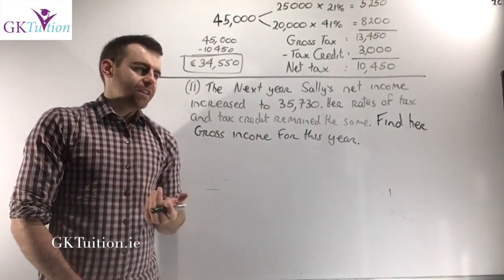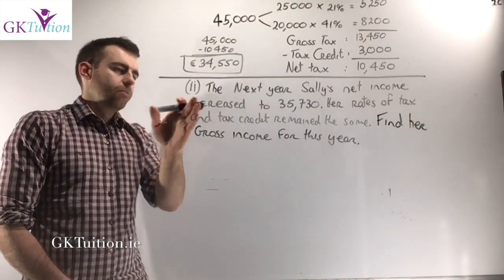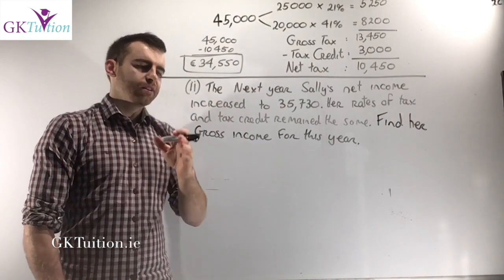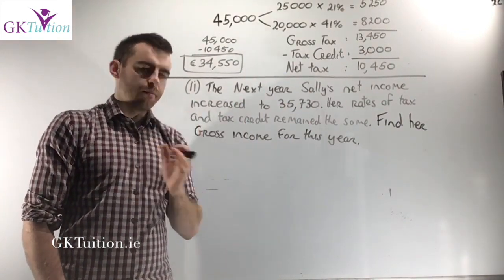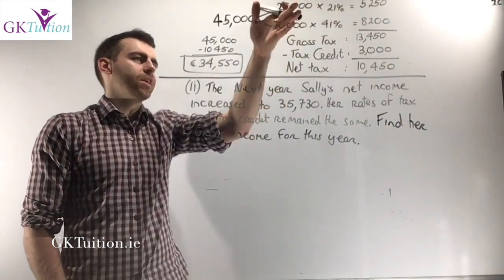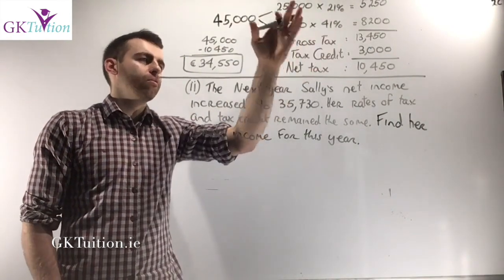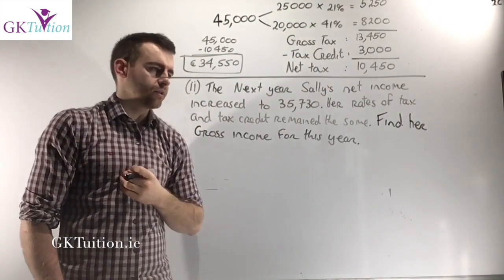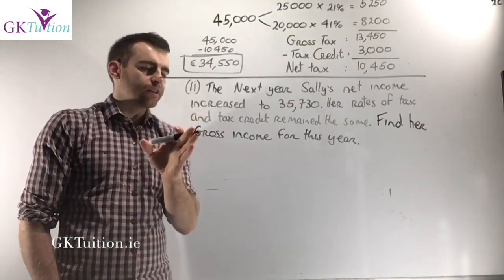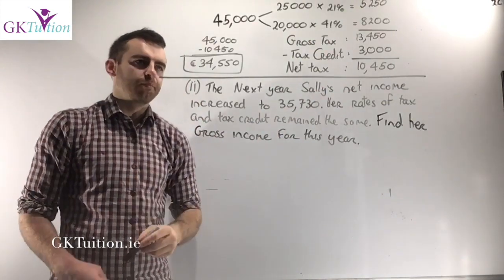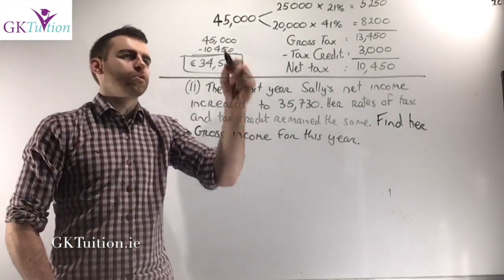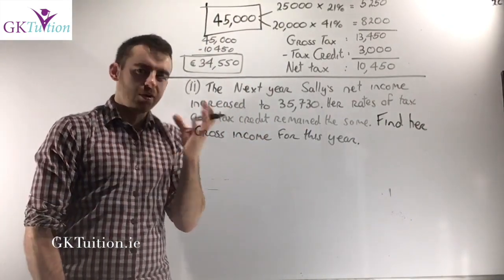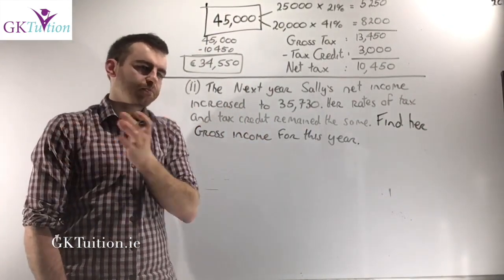We're told that the next year, Sally's net income increased to €35,730. Her rates of tax and her tax credit remain the same. So she's still paying 21% on the first 25,000, 41% on whatever else she earns, and she still has a tax credit of 3,000. We're asked to use this information to find her gross income for the year. So we're trying to find this figure, her gross income, which is like we have to go work backwards.